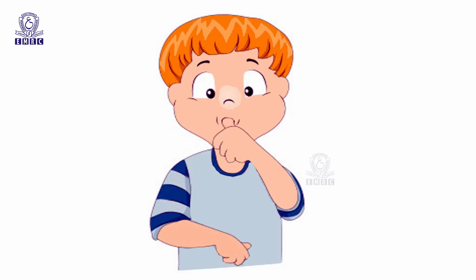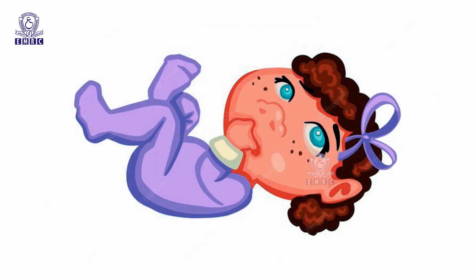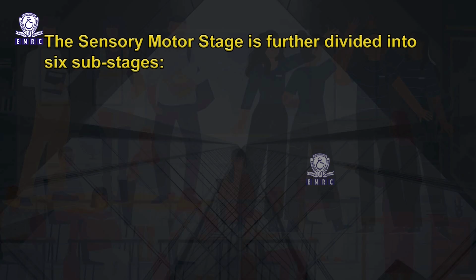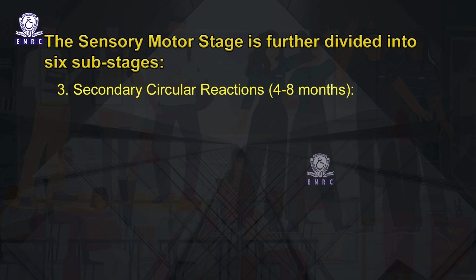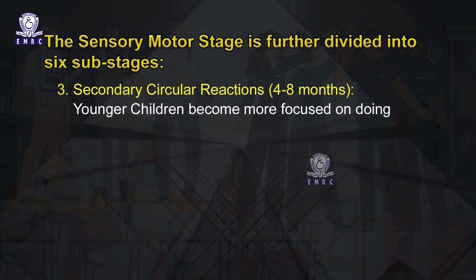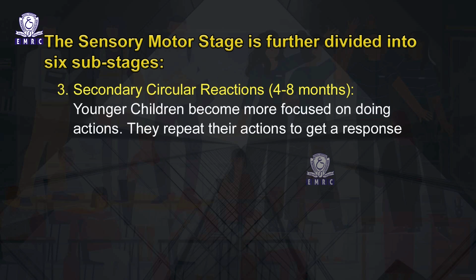For example, if a child starts sucking a thumb, he or she will continue with this action because it gives the child a soothing feeling. The third stage is secondary circular reactions, which runs from 4 months to 8 months. Younger children become more focused on doing actions. They repeat their actions to get a response from the environment.